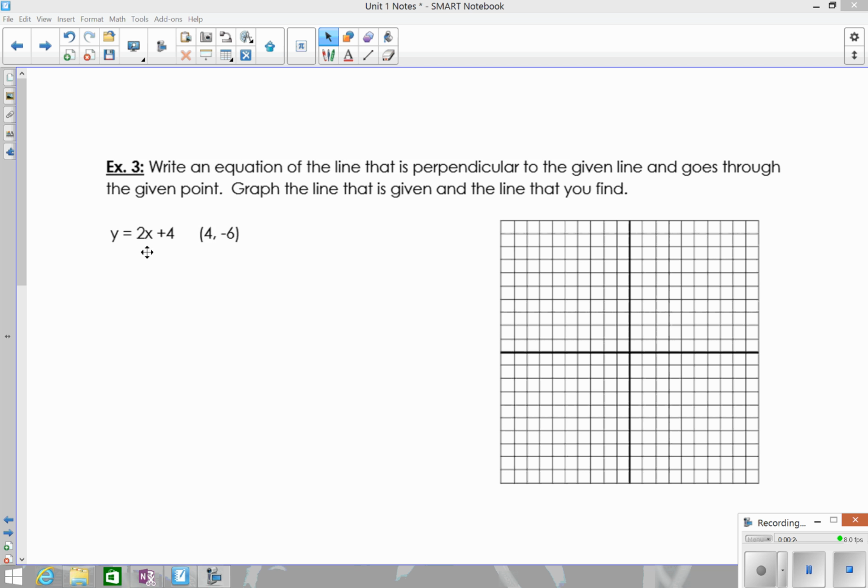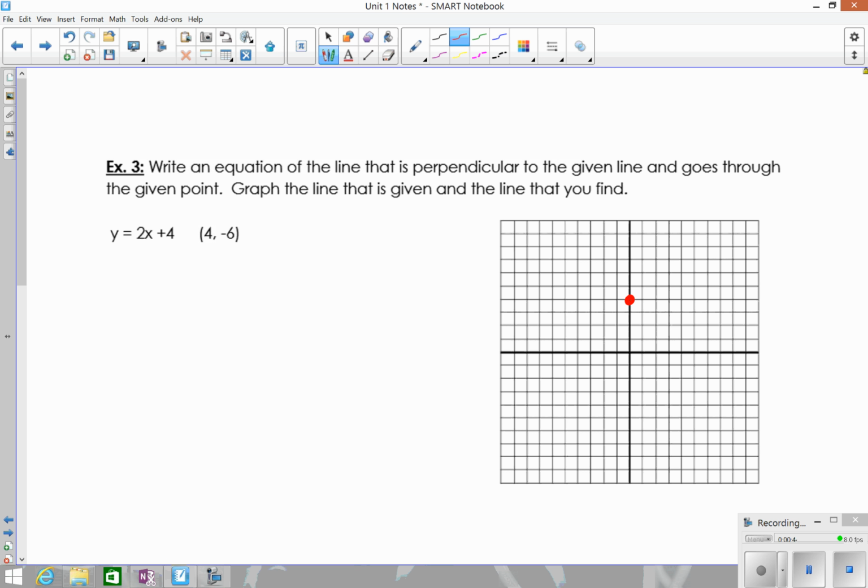If we start looking at this on a graph, the first thing we're going to do is go ahead and graph this, because it says graph the line that is given. So let's go ahead and graph that. The y-intercept's 4, so that's where we're going to start. So we're going to start up at 4. So 1, 2, 3, 4. And our slope is 2.